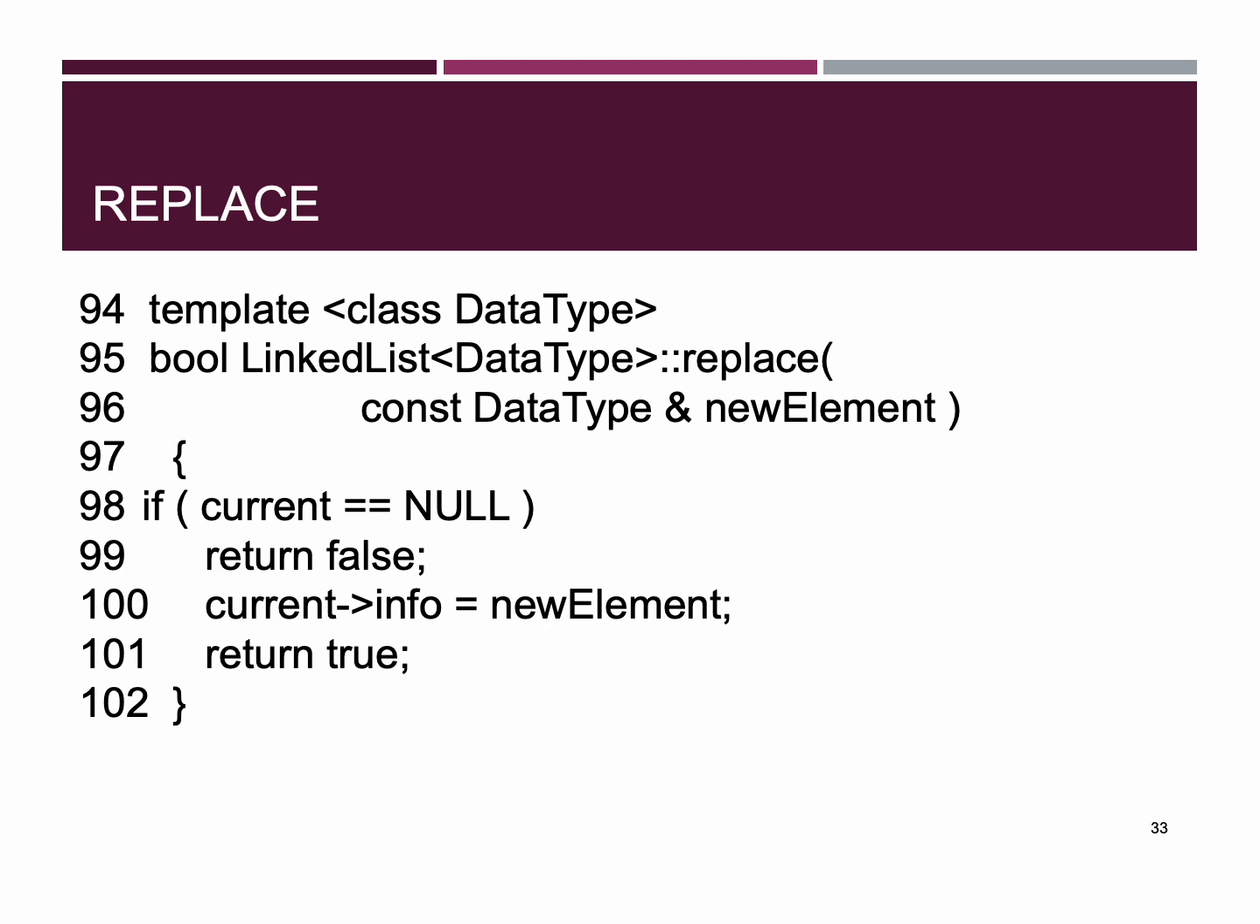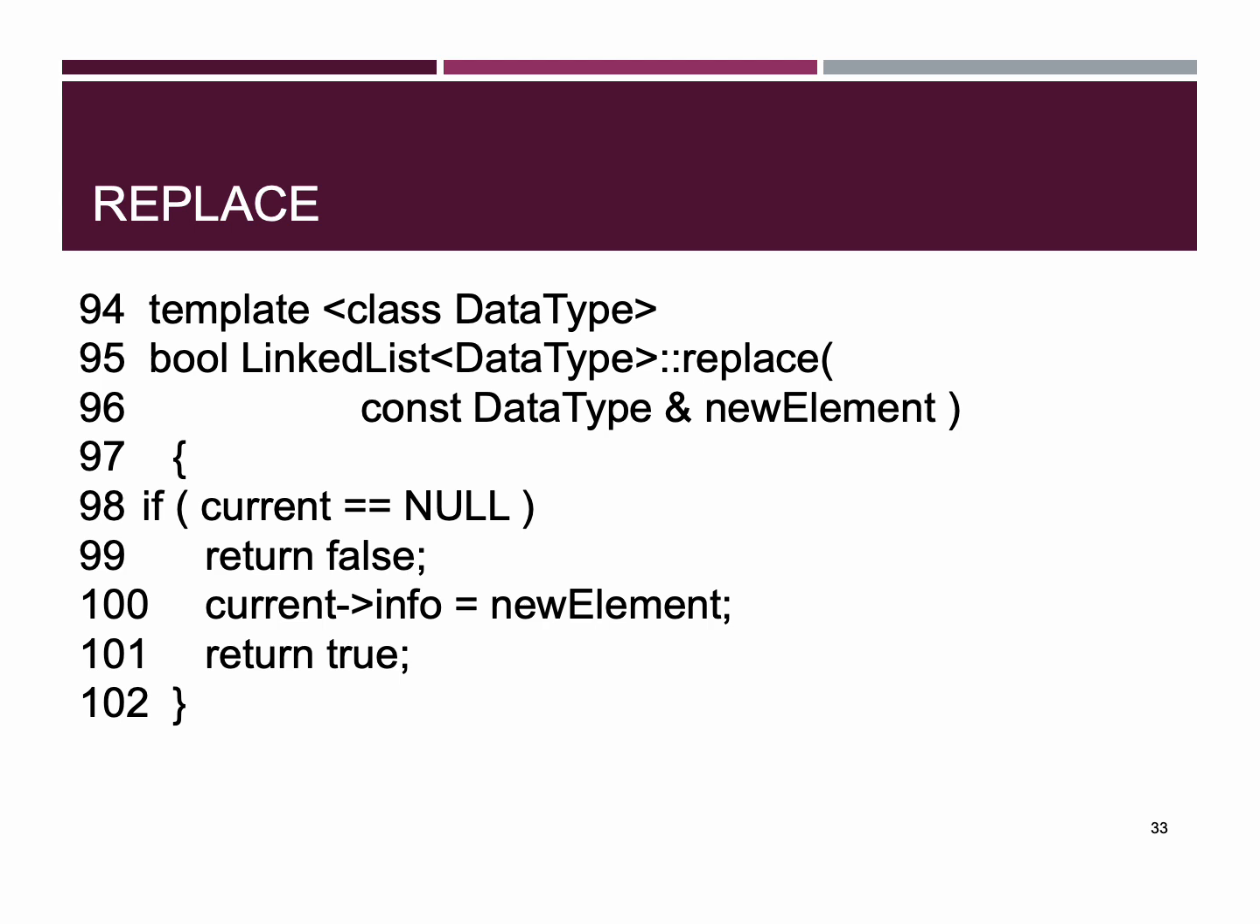Next, we have the replace function. The function first checks if the current is null. If current is null, it means we are not currently pointing to any node in the list, and therefore there is nothing to replace. In this case, the function returns false to indicate failure.